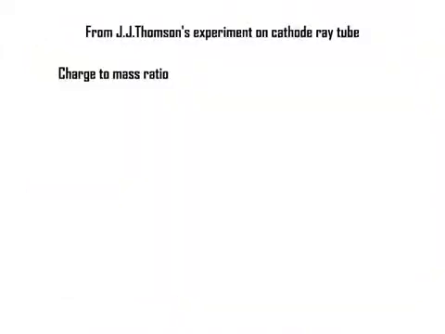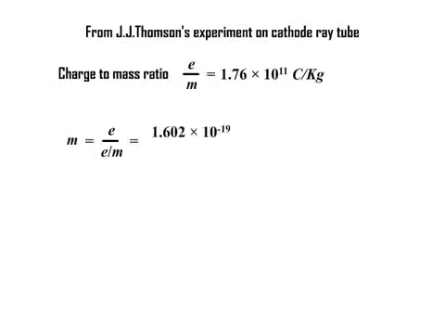We already know the charge to mass ratio of an electron from J.J. Thomson's experiment with the cathode ray tube. The ratio was 1.76 into 10 to the power 11 coulombs per kg. From this, m equals the charge of an electron divided by the charge to mass ratio, which is 1.602 into 10 to the power minus 19 divided by 1.76 into 10 to the power 11, which equals 9.1 into 10 to the power minus 31 kg, the mass of an electron.